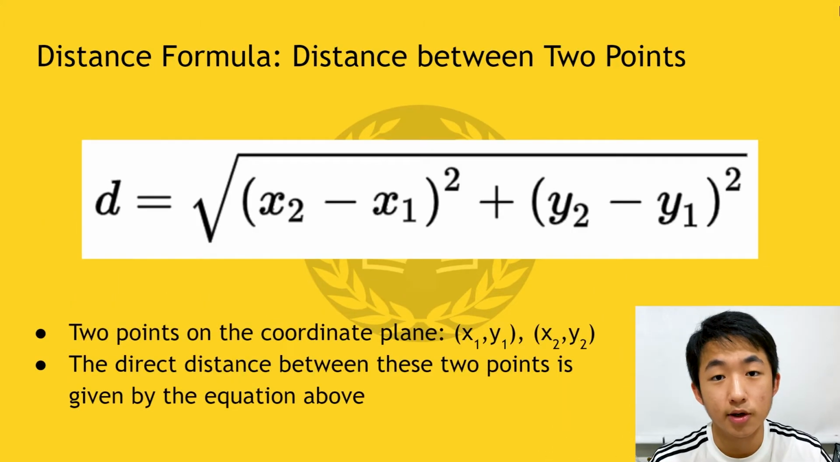We can use this equation to find the direct distance between any 2 points on the coordinate plane. Let's say that the 2 given points have coordinates of x1, y1 and x2, y2. The distance between these 2 points, or d, would be given as the square root of x2 minus x1 squared plus y2 minus y1 squared.